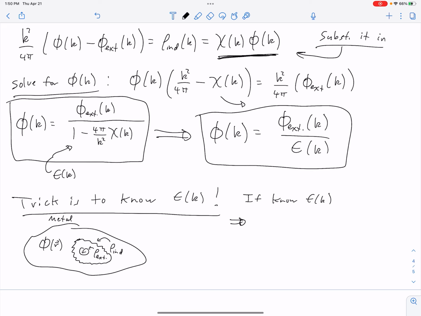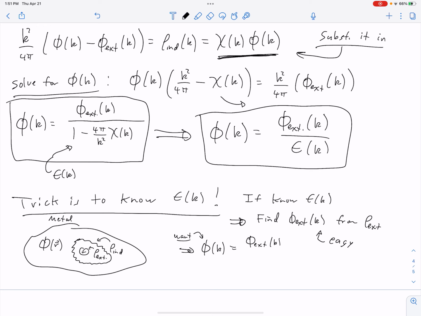then we could just find phi external of k from the external rho, which is easy. This is easy. And then we can just find phi of k, the thing we want, is just equal to this external phi divided by the dielectric function of the material.